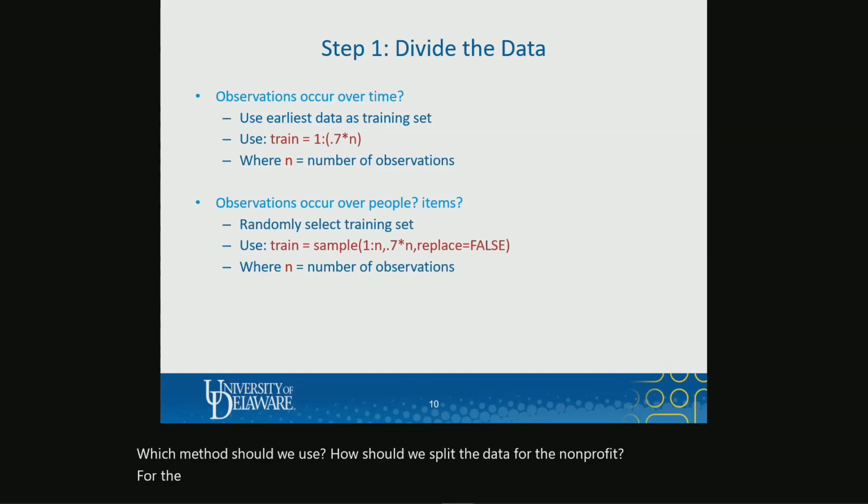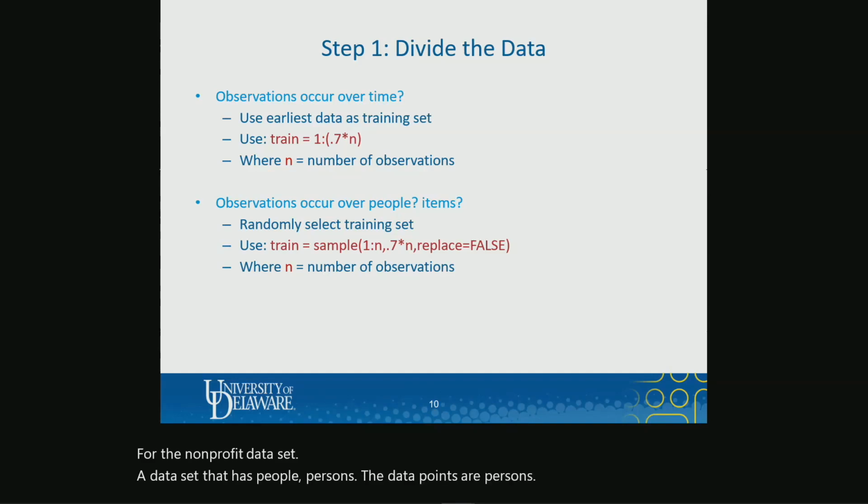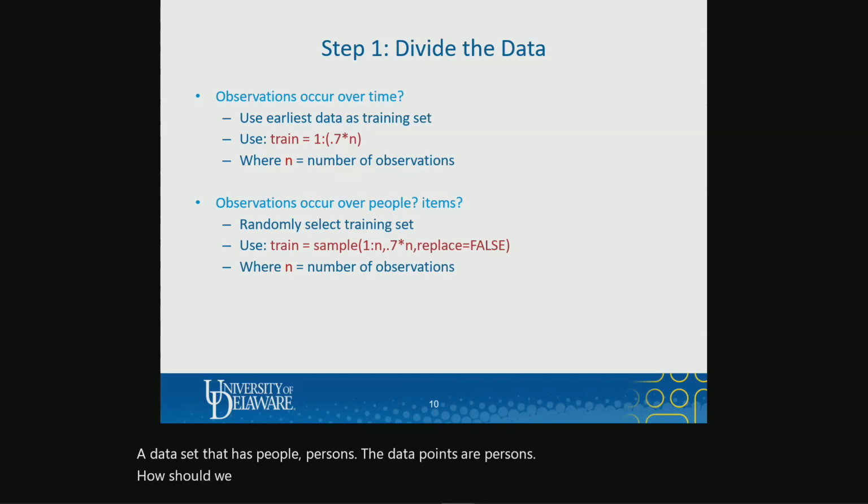For the nonprofit data set, a data set that has people, persons, the data points are persons. How should we split the data? The data points are persons. It is not a time series. How should we split the data?